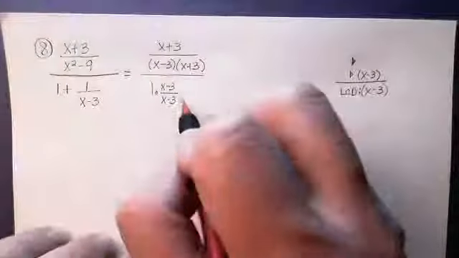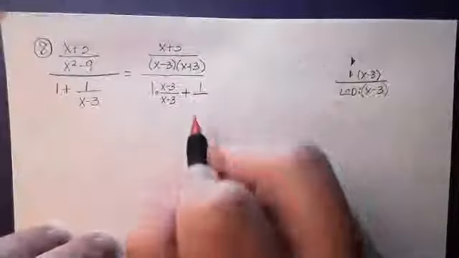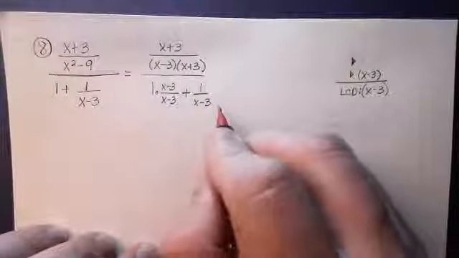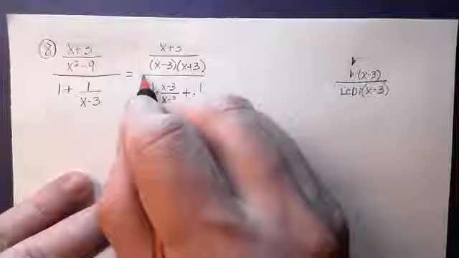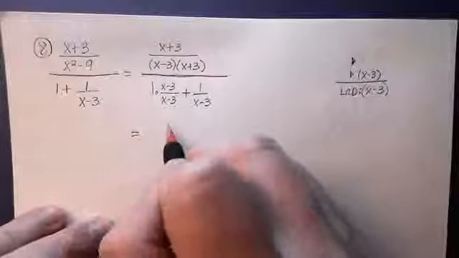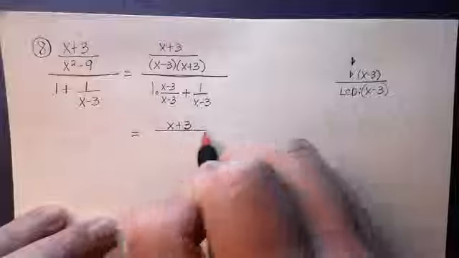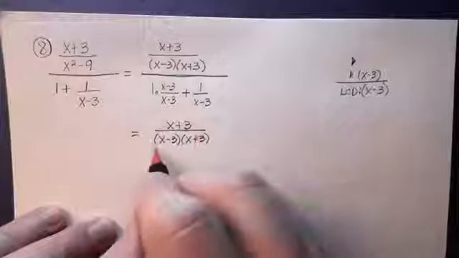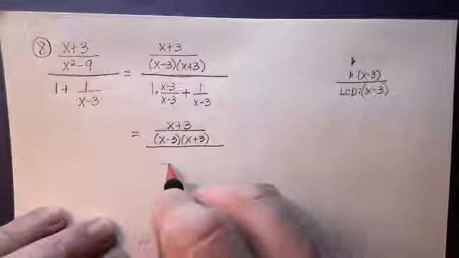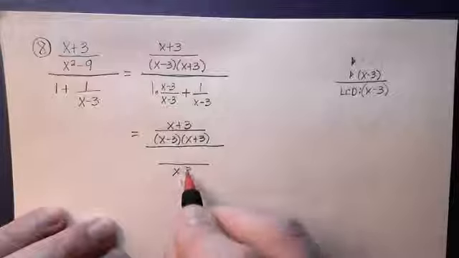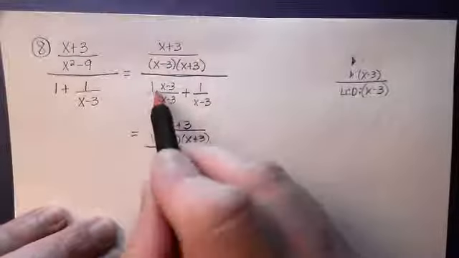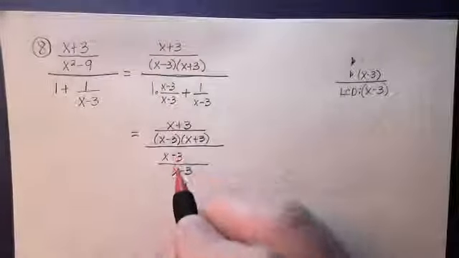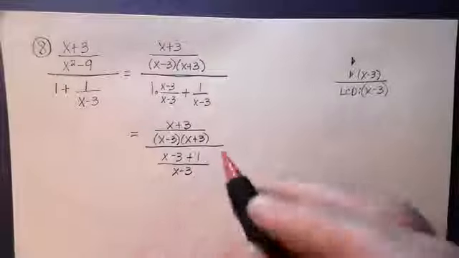Then copy the second fraction. Compare that with the LCD, and we notice that we're not missing anything, so we don't have to do anything. So on the top, we're okay. But on the bottom, we notice that we have a common denominator now, x minus 3. And here I'll do the multiplication. So 1 times x is x. 1 times negative 3 is negative 3. And then we have plus 1.